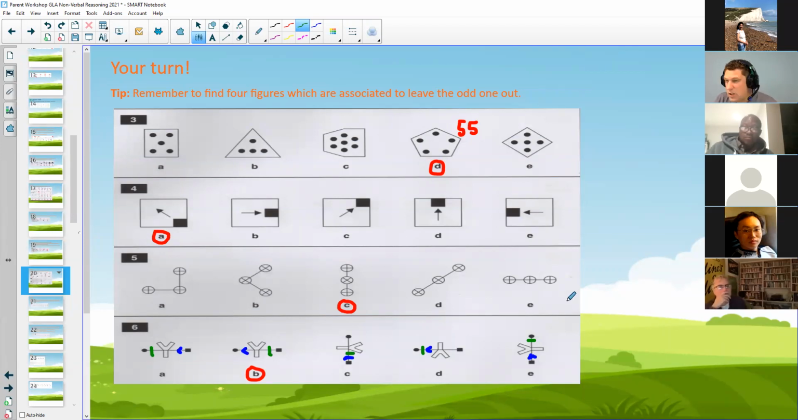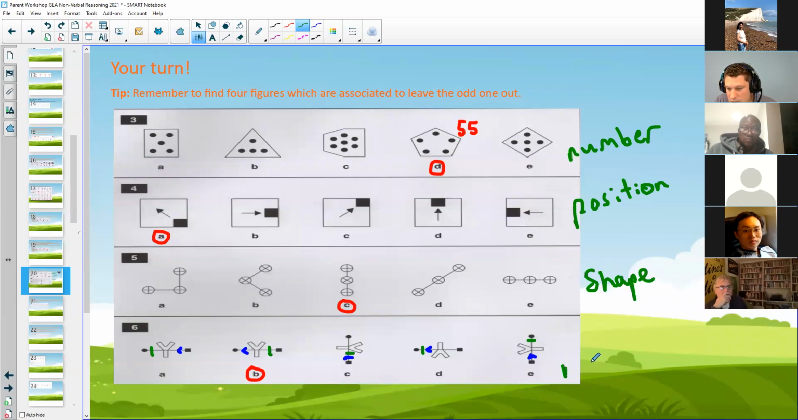So if we were to go down through this very quickly and say, well, what did we use to get the answer? In this one, we use number, because it was the number of the dots compared to the number of lines. What do we use on this one? Well, we use position, because it was the position of the arrow. What did we use on this one? Well, it was really shape, because of the lines. What do we use on this one? We use position.